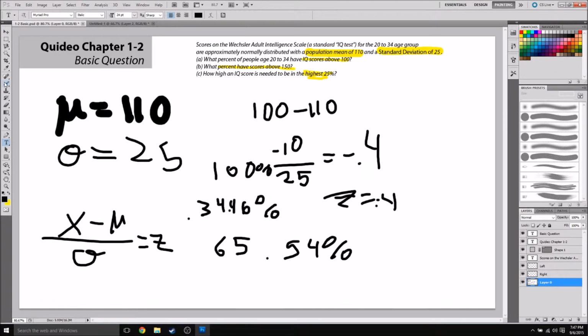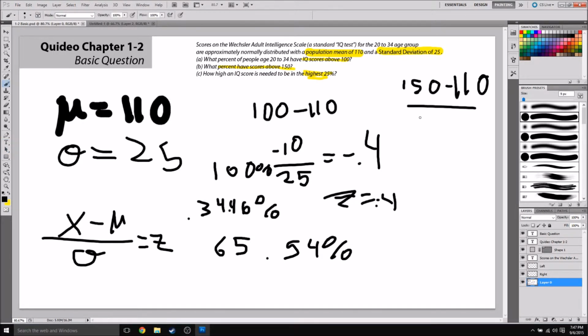Coming back to part B, we need to find what percent have scores above 150. First, we replace the 100 with 150. So 150 minus 110 divided by 25. That'll be 40 divided by 25, and let me write that out. 40 divided by 25 will give us a z-score of 1.6.